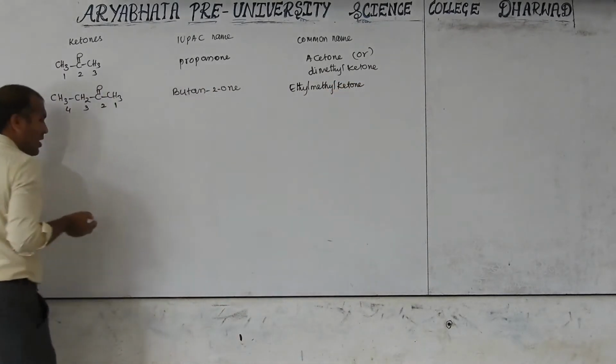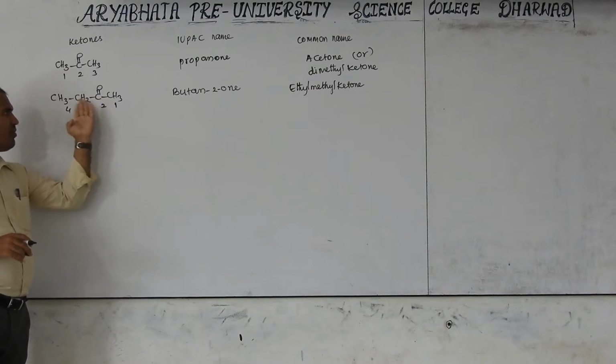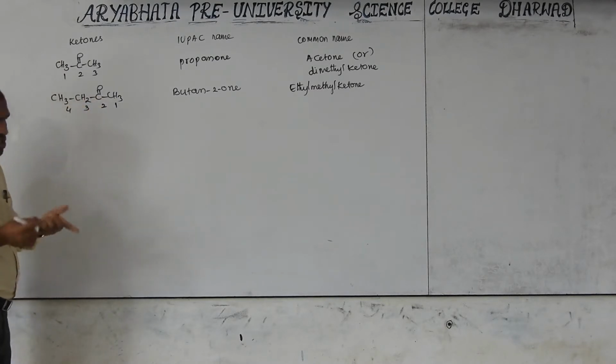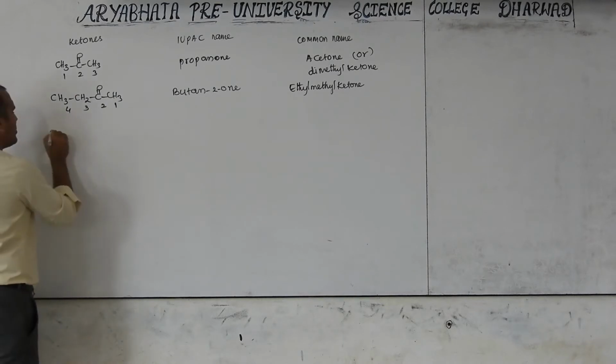Next, one more carbon. Here no isomer is possible. If you write the C double bond O elsewhere, the name will be the same; the CH3 will shift and the name will be the same. There is no change, and no chain isomer is possible here.